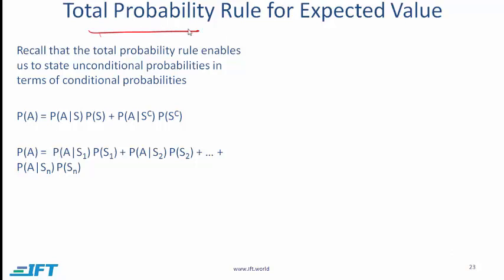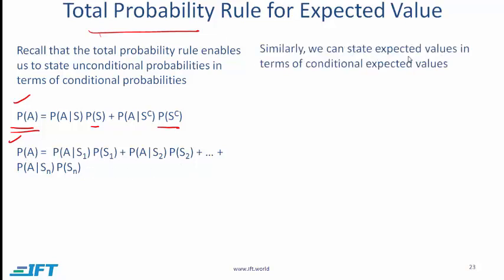Now let's look at the total probability rule for expected value. Recall that the total probability rule enables us to state unconditional probabilities in terms of conditional probabilities. So these expressions you've seen before. This is the total probability where we just have two scenarios. This is the total probability for A, or the unconditional probability for A, where we have multiple scenarios.